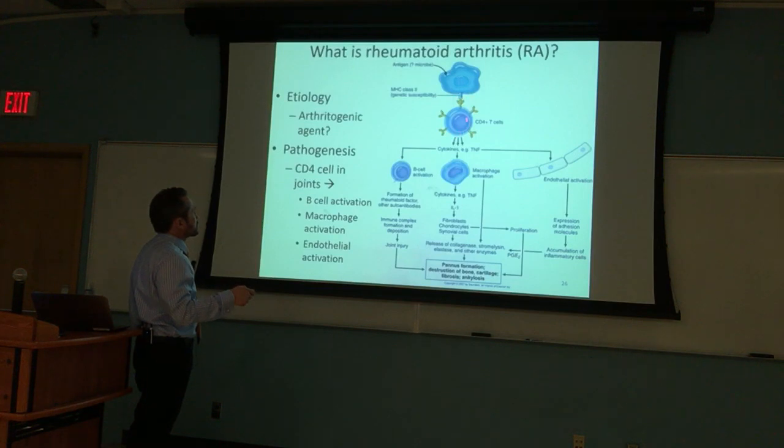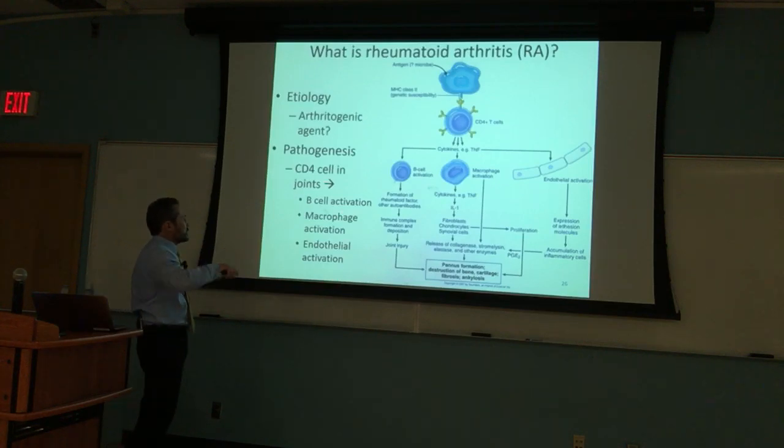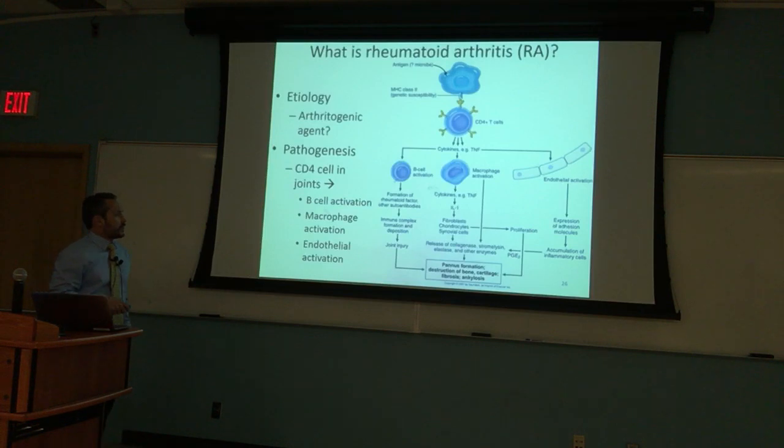And now this arthritogenic agent, this antigen, gets presented to T helper cells. T helper cells activate B cells and they make antibodies. They stimulate the macrophage, and they actually cause trauma to the endothelium based upon this inflammatory cascade. So CD4 in the joints, we've got sort of 3 activities that take place. Obviously there is B cell involvement, so we get the formation of autoantibodies.